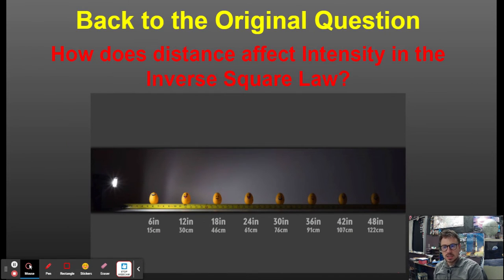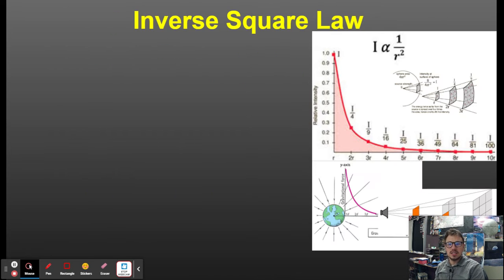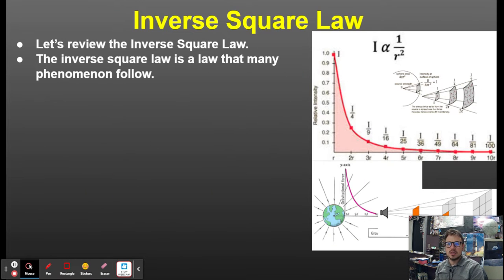So that brings us to this question: how does distance affect the intensity in the inverse square law? So that brought us to the inverse square law. And you can see here the intensity of certain phenomena is proportional to 1 over the radius, or that distance squared. So certain laws follow this. We have light, sound to an extent, just because that is affected by the medium which it's in.